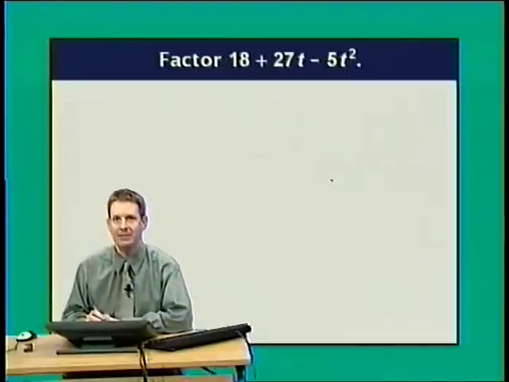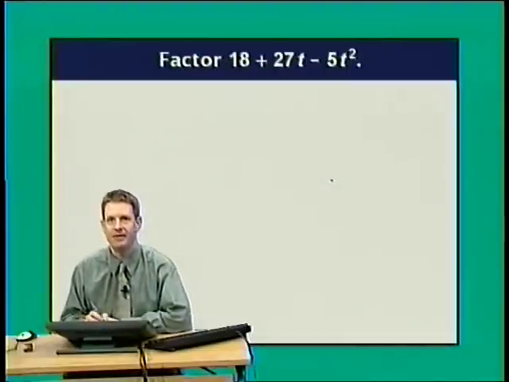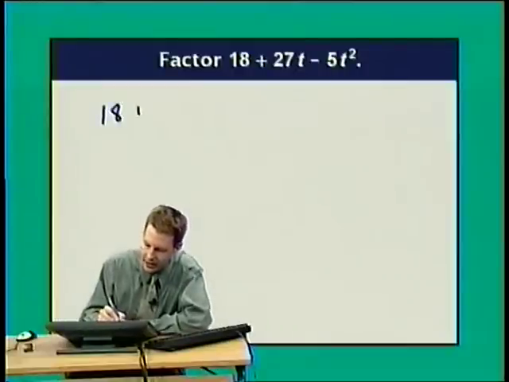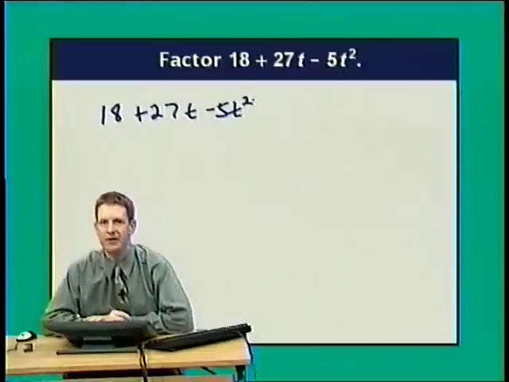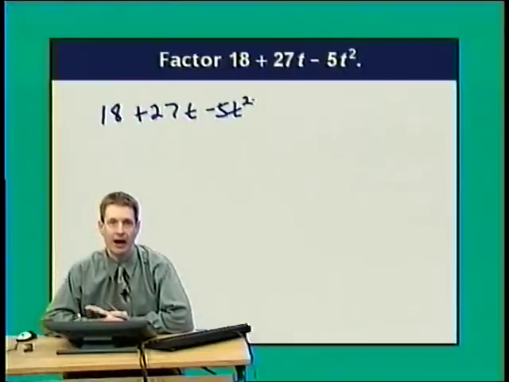How about 18 plus 27t minus 5t squared? First thing I'm thinking is, are there any common factors? Well, focusing on that last term, the coefficient is 5, and 5 doesn't go into 18 or 27. At the same time, t is not present in the first term, so there are no common factors.